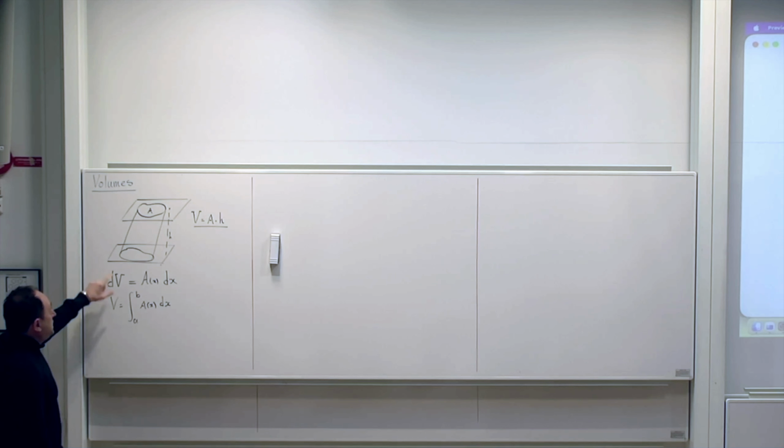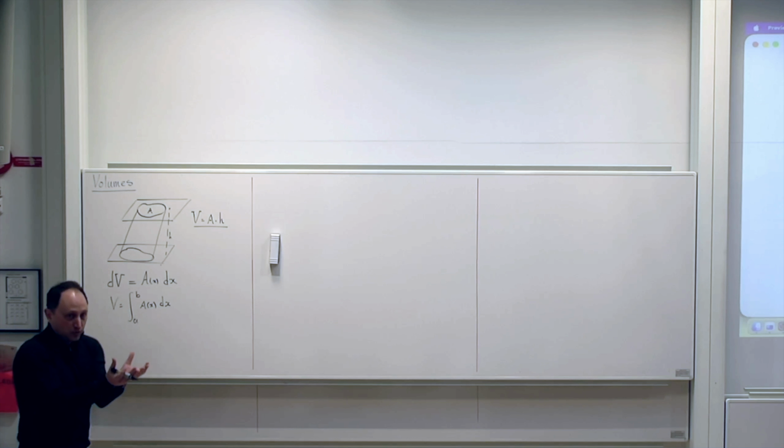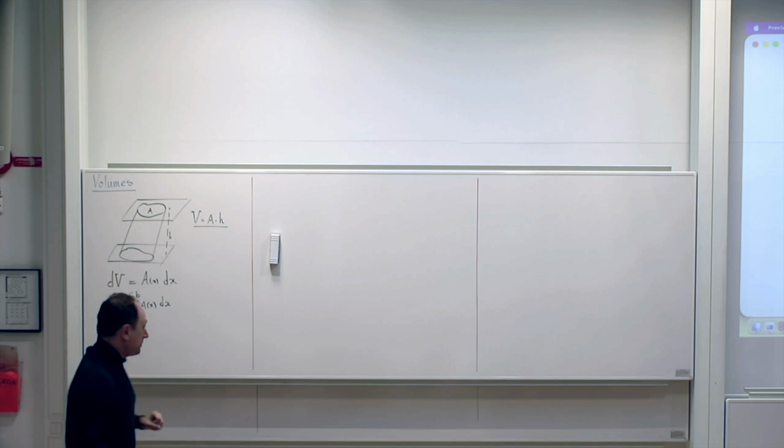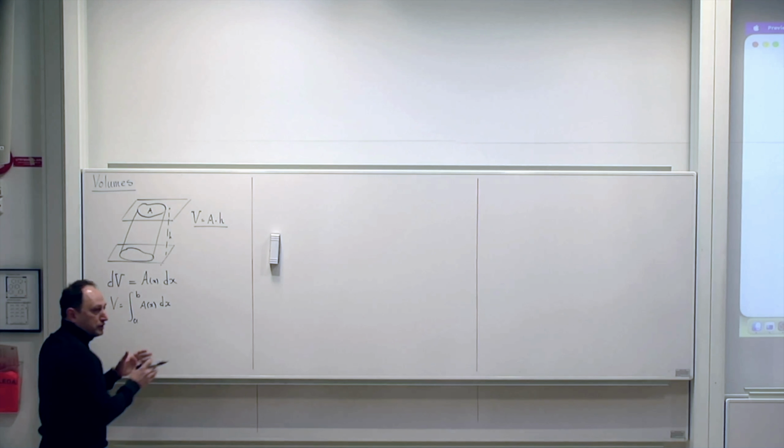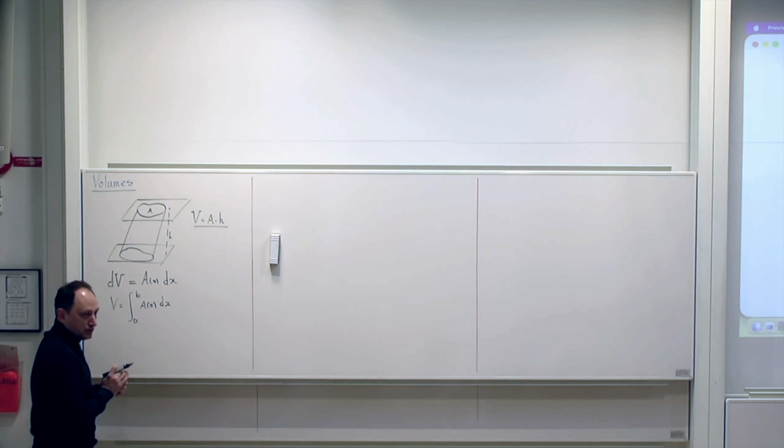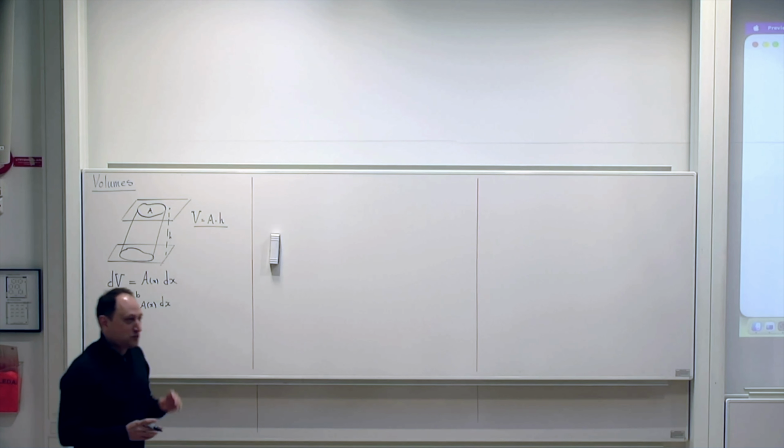Be careful, this formula of slicing is useful when you have your solid object and you want to find its volume. But you have to set up the coordinate system in a way that helps you. In principle, you're allowed to put the coordinate system anywhere you like, but if you put it in a very strange way, then of course you are making life harder for yourself.